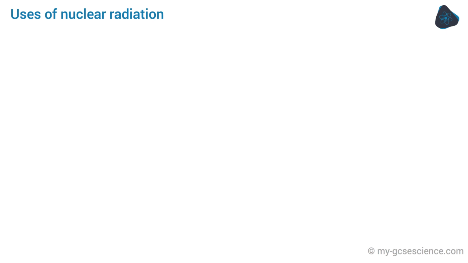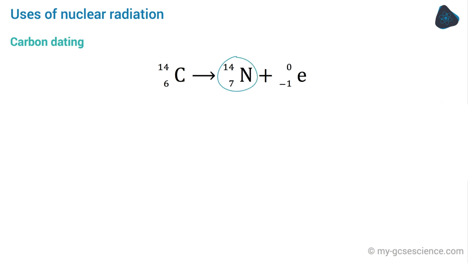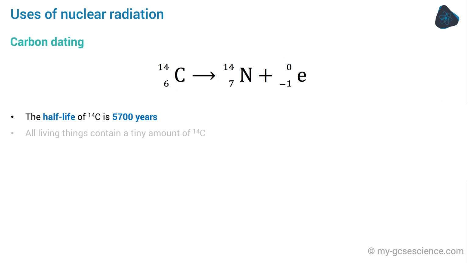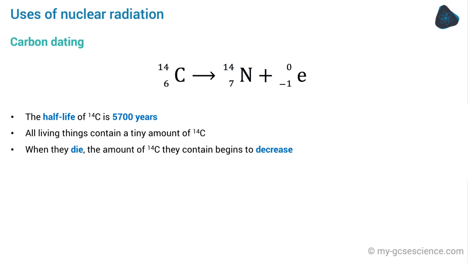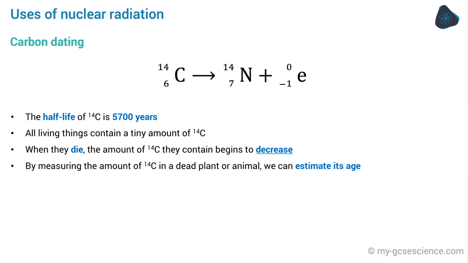For your exam, you have to know about the medical uses of radioactivity in some detail, and we'll come to those shortly, but first, let's look at the technique of carbon dating. Carbon-14 decays to nitrogen-14 by beta emission, with a half-life of 5,700 years. All living things contain a tiny amount of carbon-14. When they die, they no longer take in any new carbon-14, and so the amount they contain begins to decrease. By measuring the amount of carbon-14 in a dead plant or animal, we can estimate its age.